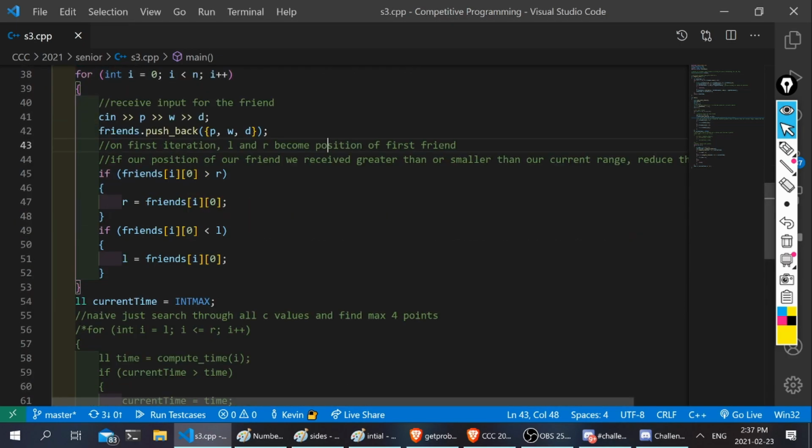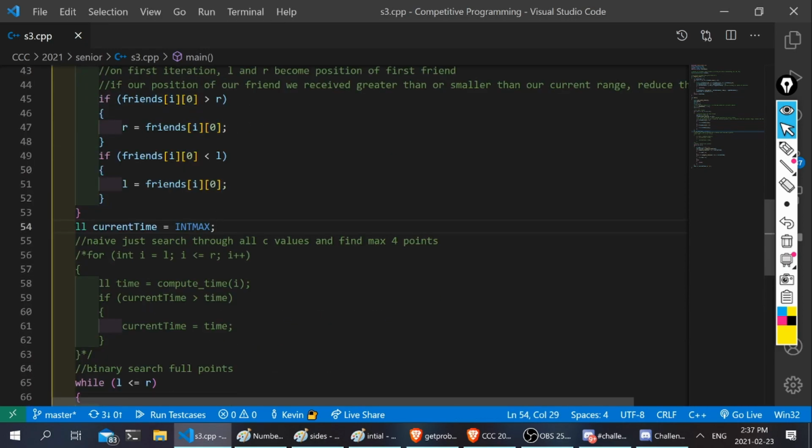Okay, and then as you can see here, if our friend's position, this is going to be their position, is greater than our R value, then R is going to be this. If it's smaller than our left value, then its left is going to be this. And all right, so now we have a range of C values we need to do. We could do 1 to 100 million, but this is just more optimal.